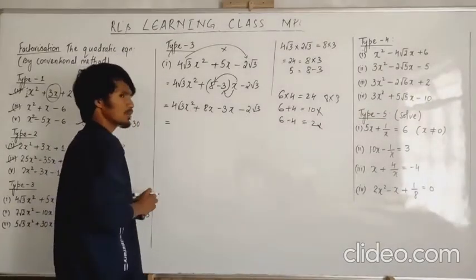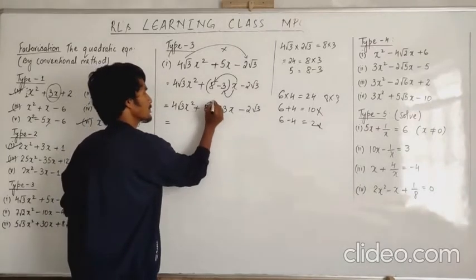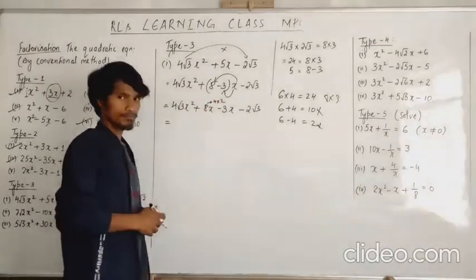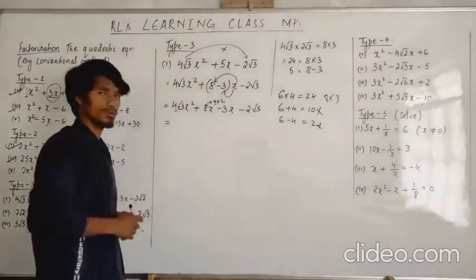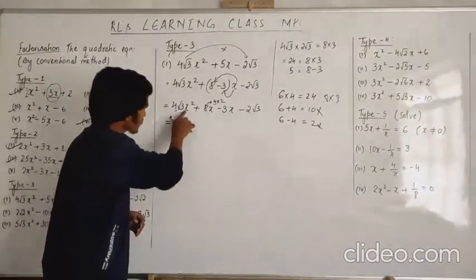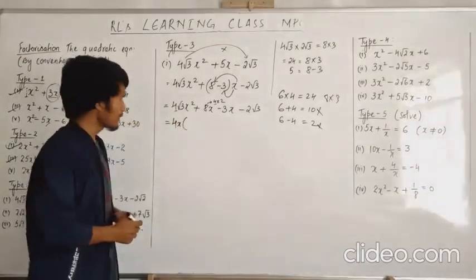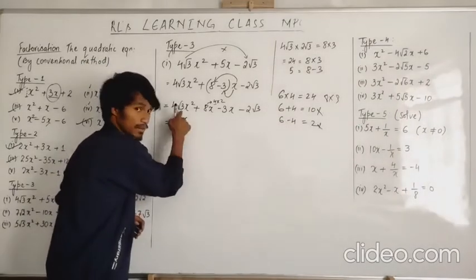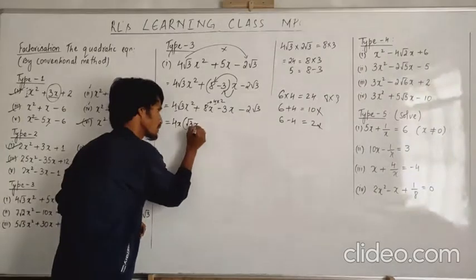Okay. Now this 4 and 8. This 8 can be put as 4 into 2. Then here also 4, then here also 4. Then 4 is the common. Then here also x, then here also x. Then x is the common. Then what is left here? Root 3 is not common, so root 3 will remain. Then one more x will remain.